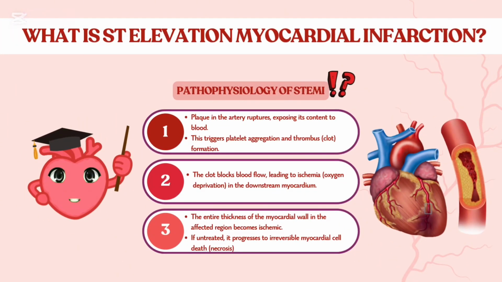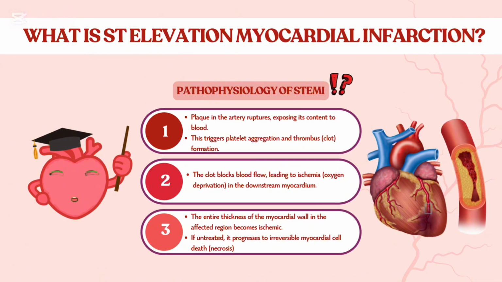So let's move to the pathophysiology of STEMI. Firstly, the plaque in the artery ruptures, exposing its content to the blood. This triggers platelet aggregation and thrombus formation. Next, the clot blocks the blood flow, leading to ischemia, which is the oxygen deprivation in the downstream myocardium. Lastly, the entire thickness of the myocardial wall in the affected region becomes ischemic. If untreated, it progresses to irreversible myocardial cell death, which is necrosis.